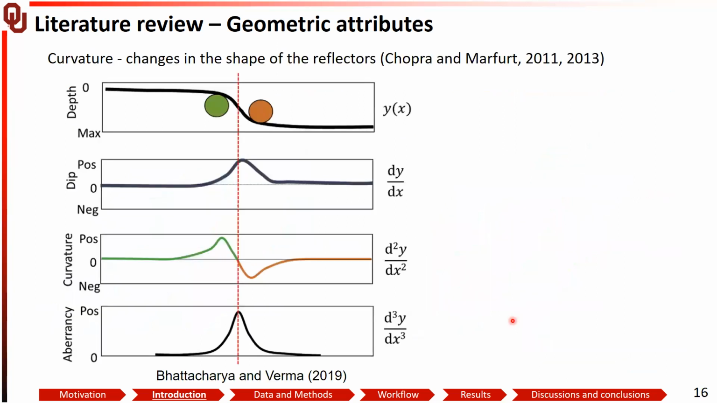Another example of attributes that I evaluated is the curvature, which describes change in the shape of the reflectors. So here we have, for example, a subtle variation in one surface. And if I compute the first derivative, I will have dip.